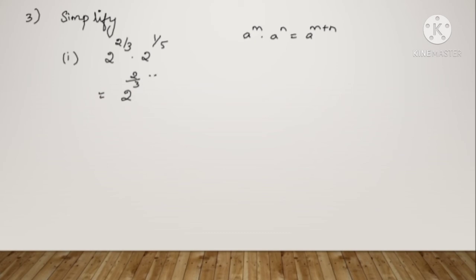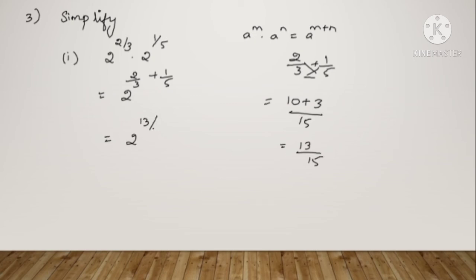So 2 to the power 2 by 3 plus 1 by 5. Now we have to simplify 2 by 3 plus 1 by 5. Let us cross multiply. We get 5 2s are 10 plus 3 divided by 5 3s are 15. So the answer is 13 divided by 15. So this is equal to 2 to the power 13 divided by 15. Is it clear? The base is same, so we add the power, and simplify the fraction by cross multiplying. So the answer is 2 to the power 13 divided by 15.